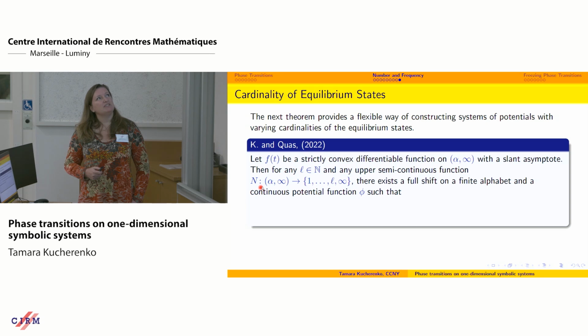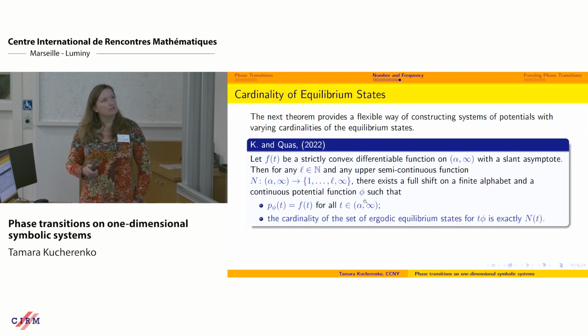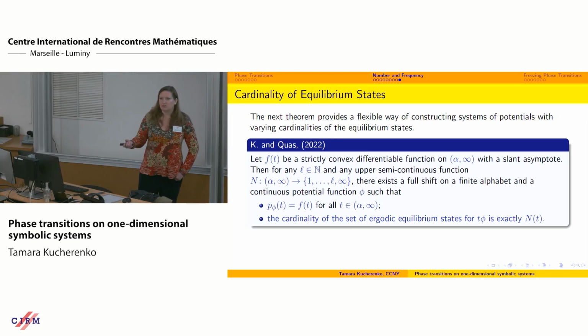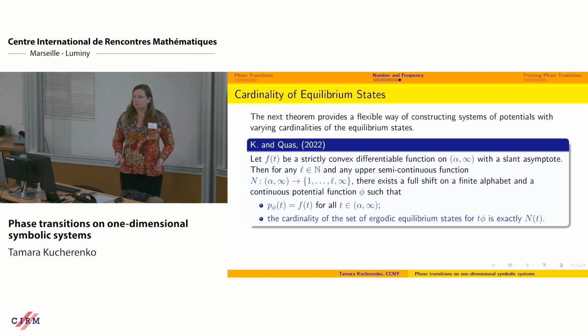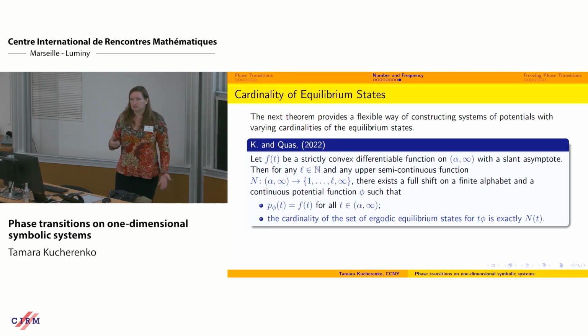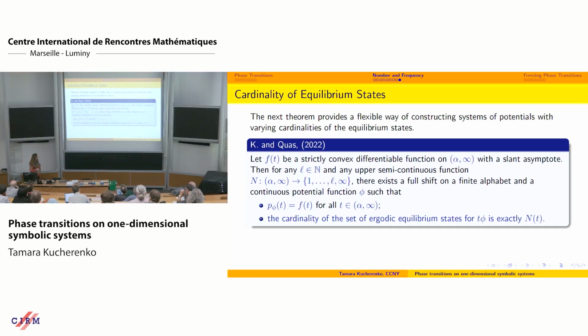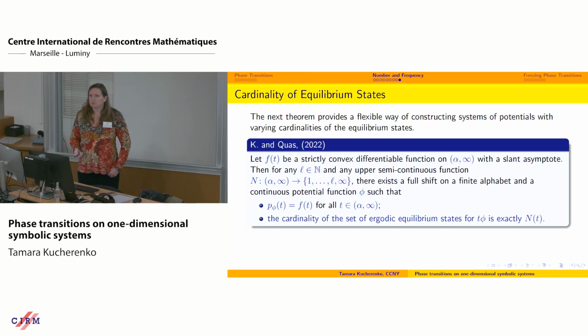And you take any upper semi-continuous function with integer values, can be infinity as well. Then I can give you a full shift on a finite alphabet and a continuous potential which would have that function as a pressure function, and the cardinality of the set of ergodic equilibrium states for tφ is exactly n of t. So you basically can change the cardinality of your ergodic equilibrium states at will. You can have two of them here, and then infinitely many there, and then go back to uniqueness, something like that. So regularity of the pressure function has no effect at all on the number of equilibrium states which is possible.